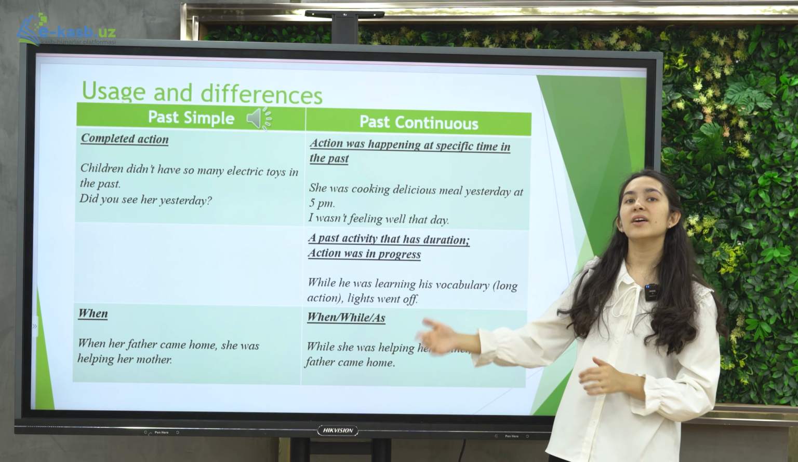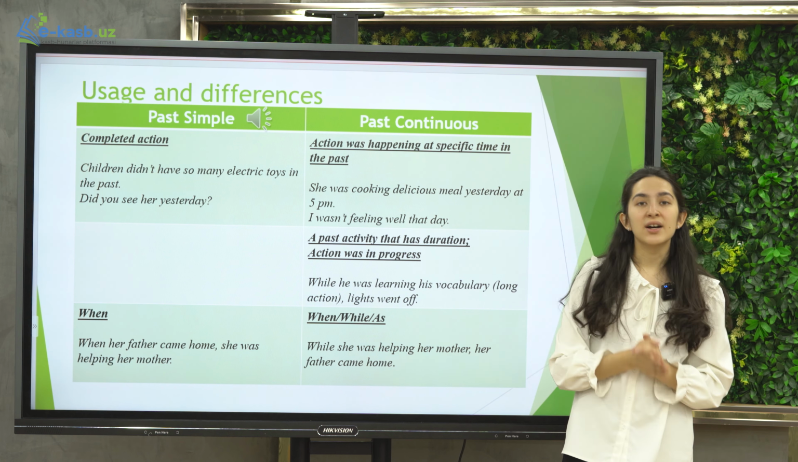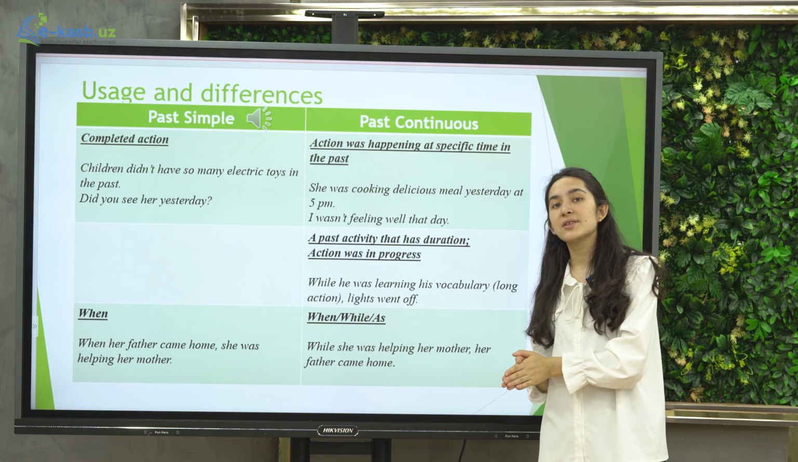So, let's talk about the usage and the differences. Difference is a noun from the adjective different.